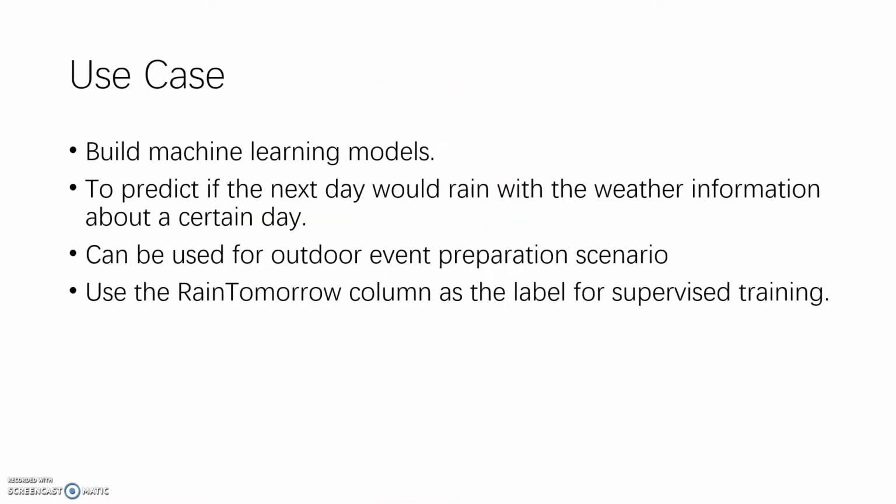The project is about building machine learning models to predict if the next day would rain with the weather information about a certain day. The model can be used for outdoor event preparation scenarios, for example. The rain tomorrow column is used as the label for supervised machine learning model training.